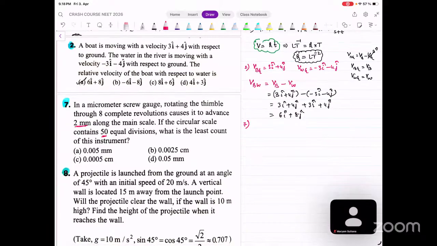8 complete revolutions is advancing how much for me, beta? 2 mm. Okay, so how much will one revolution give? So what will be the pitch right now for me? 8 complete revolutions cause the spindle to advance by 2 mm. If we rotate 8 times, it is advancing by 2 mm, and the circular scale has how many divisions? Let's find its pitch first. So pitch will be equal to how many mm it is moving forward, 2 mm, divided by 8 revolutions. So pitch will be equal to how much for me? 0.25 mm. Understood?